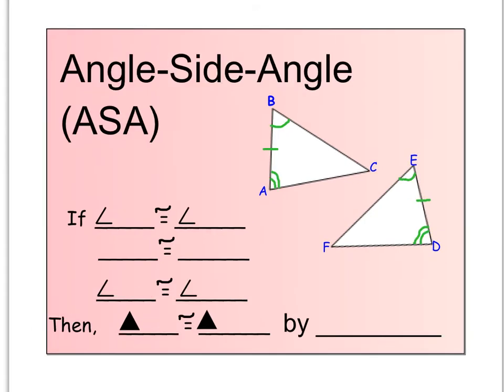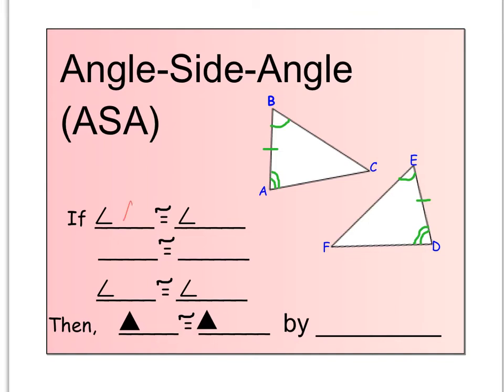The third shortcut for triangles is called the angle-side-angle theorem. So if you have two triangles and you know that an angle, a side, and an angle in that order match up to another triangle, then that's going to be enough to say that the two triangles are congruent.